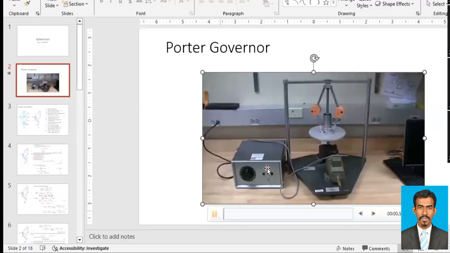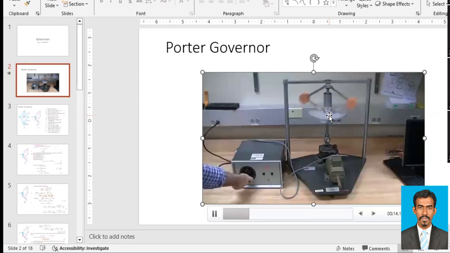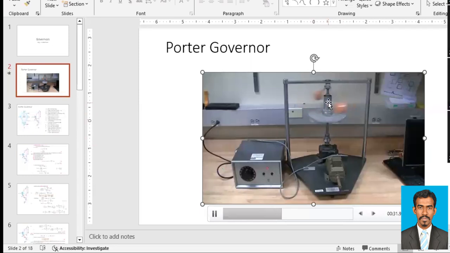When you see here, now it started to rotate. Now the speed is increasing, now it is decreasing and increasing. At a particular stage, we can consider it as equilibrium, when the upward and downward movements are not tending to force the sleeve either up or downwards. You see here now, the sleeve is not tending to go downward, neither going upwards.